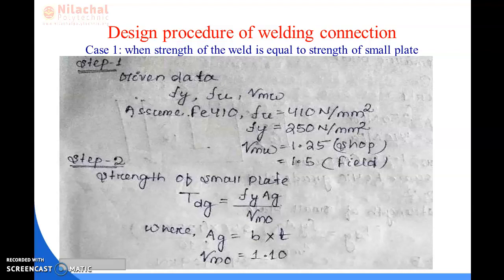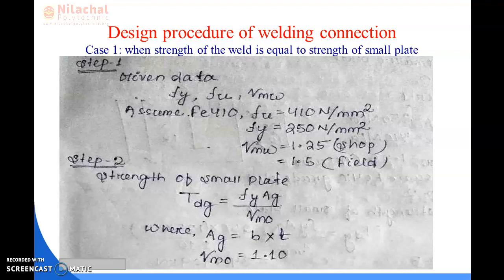In the last class we discussed welding connections, the types of welding connection, their advantages and disadvantages, and some specifications also. Today we will discuss the design procedure of welding connections, and we will do some numericals regarding welding connections. Okay. In case of welding connections, there are three kinds of problem.